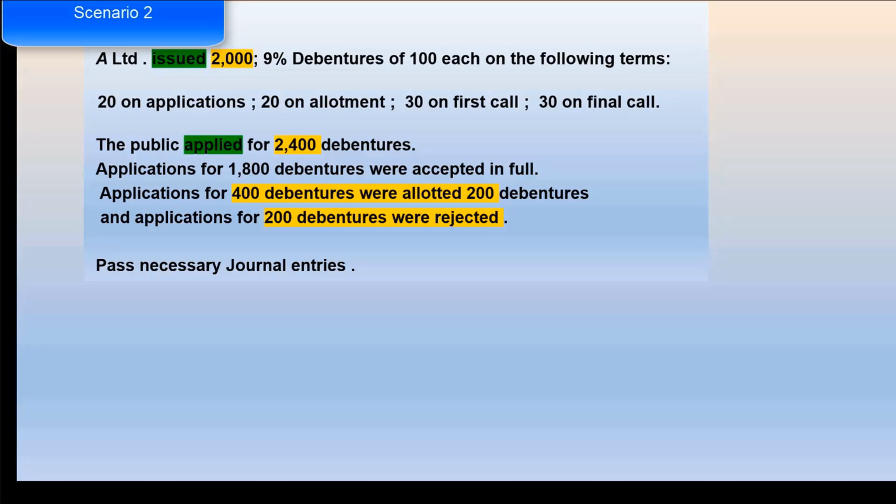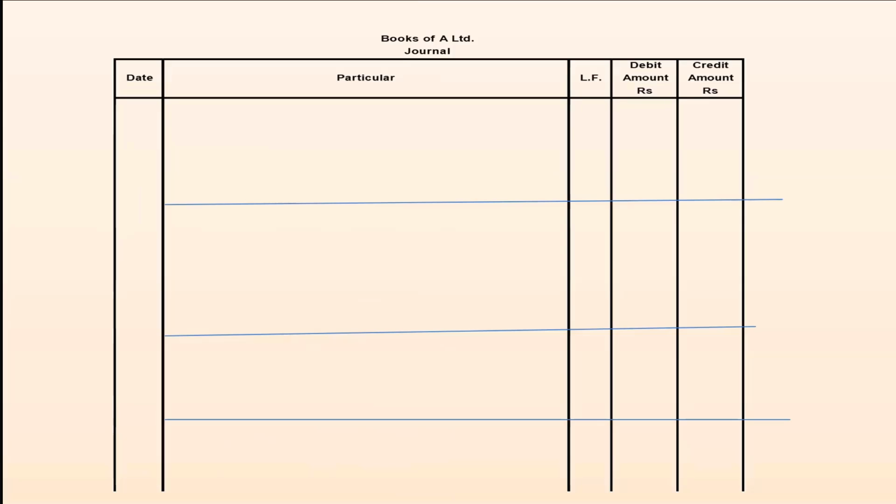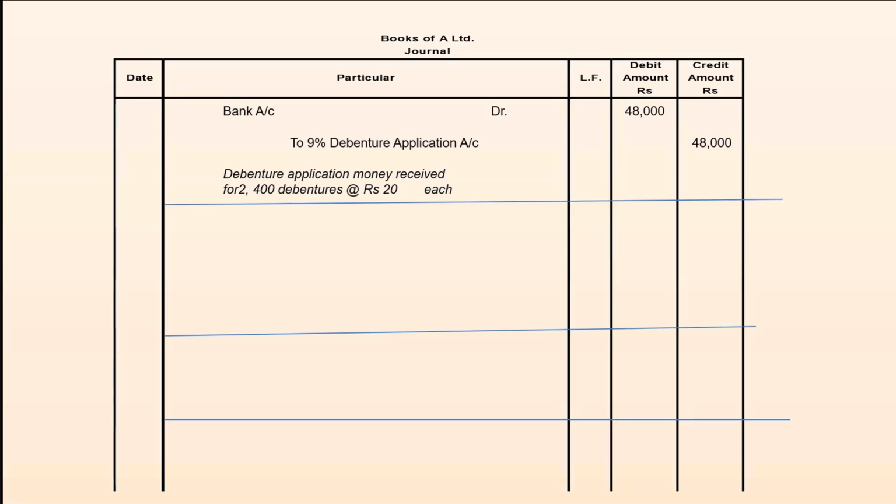There are 4 stages in this illustration: application, allotment, first call, final call. Notice the first call is a stage by itself and separate from the final call. The first stage, application. The first event, receipt of application money. The first journal entry will be to record that event, that is, to debit the bank and credit debenture application account with all of the application money received.